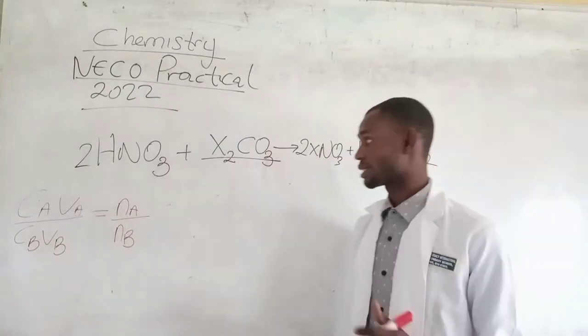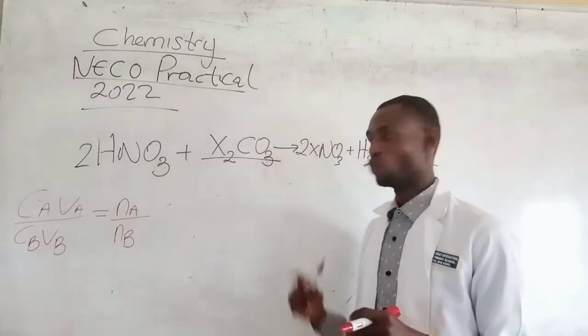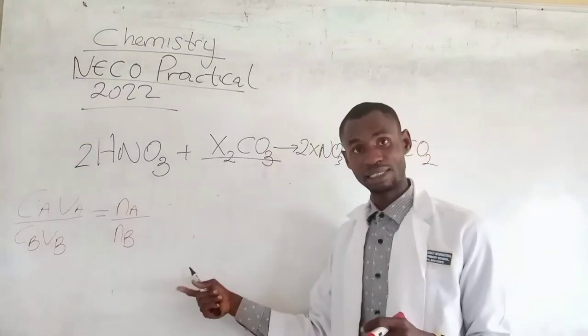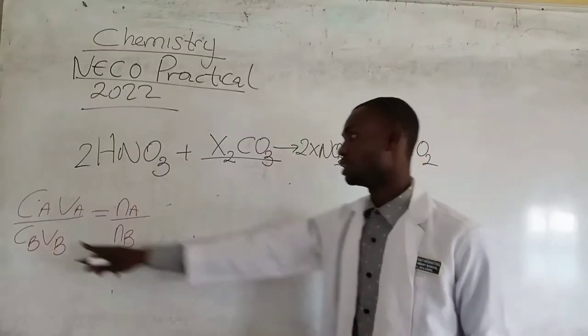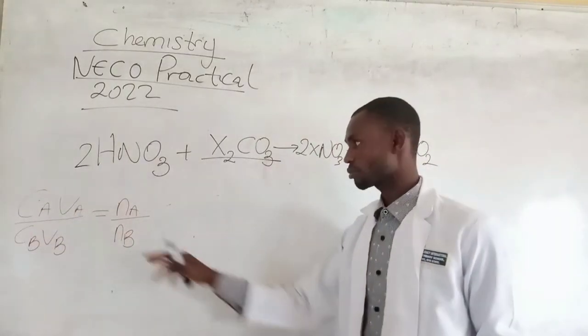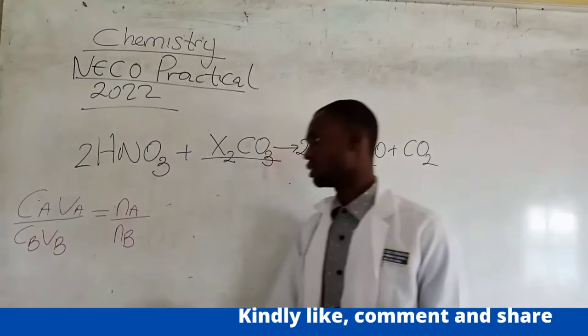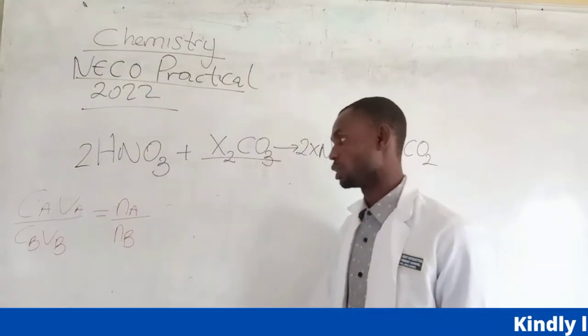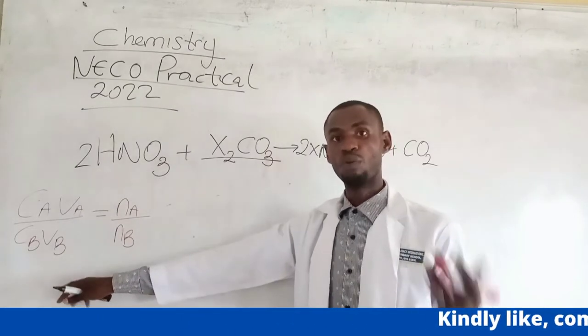Like I have said earlier, we cannot use that molarity formula for two reasons. One, we do not know our CB, which is the molarity itself. Two, we cannot calculate the molar mass of B. So we are using this formula now: CA VA over CB VB is equal to NA over NB. CA is the molarity of A, while VA is the volume of A, which is our titre value. CB is the concentration of B we have to calculate, and VB is constant, which is 25.0 cm3. That's the volume of our pipette.